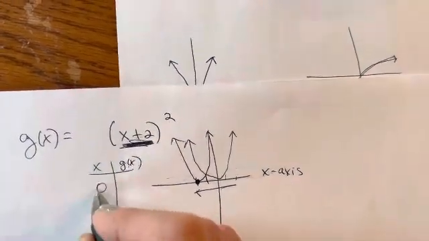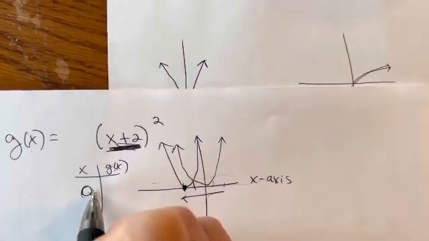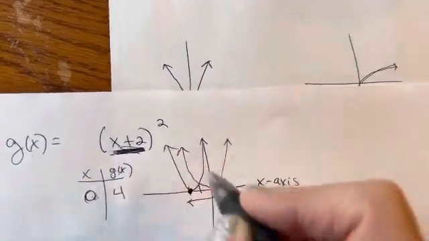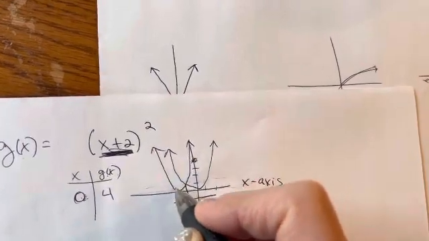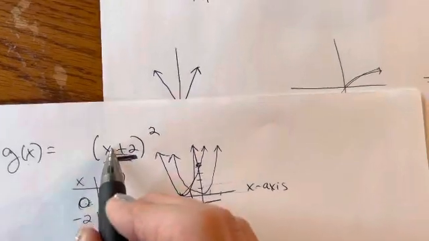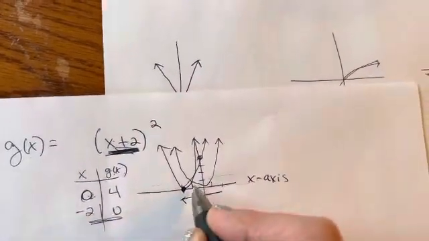But notice if I put 0 in here, put anything you want for your x. Remember, x is independent. 0 plus 2 is 2. 2 squared is 4. So look at here: 0, 4. 1, 2, 3, 4. I should have my point right there. Notice if I put in a negative 2, negative 2 plus 2 is 0. 0 squared is 0. So I've got the point negative 2, 0.